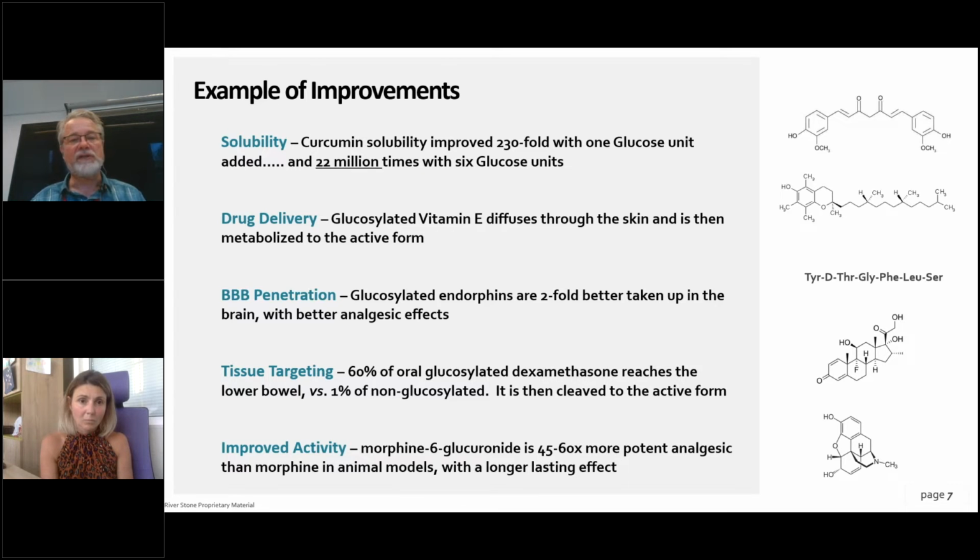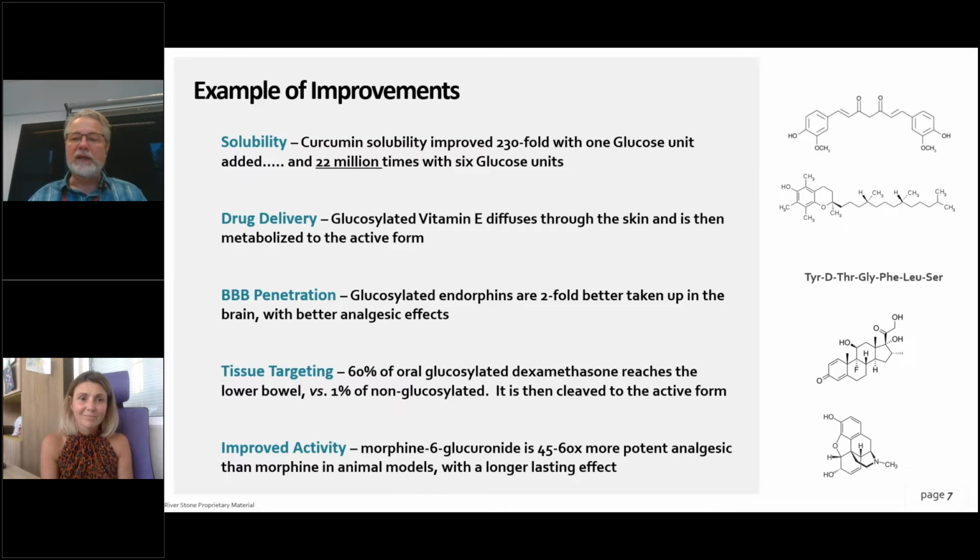Curcumin is, as you probably know, the yellow agent of turmeric. It's basically a brick. It has virtually no solubility in water, or very, very low. By just adding one glucose unit to one end of that molecule, you improve solubility by 230 times. If you add 6, 3 on one side, 3 on the other side, sitting in a chain, you get a 22 million-fold higher watery solubility.